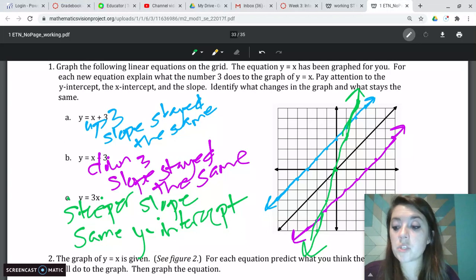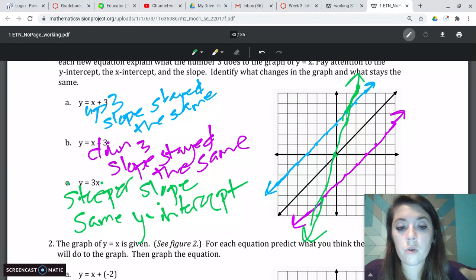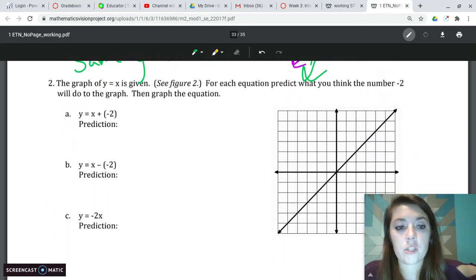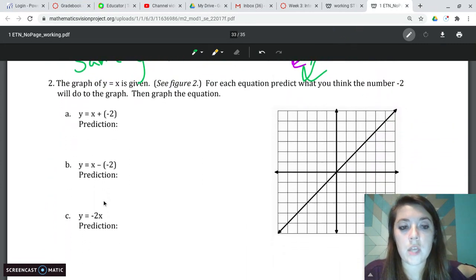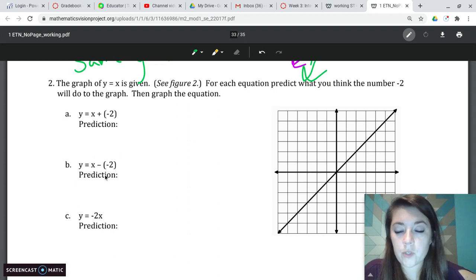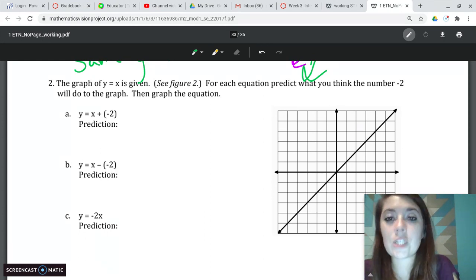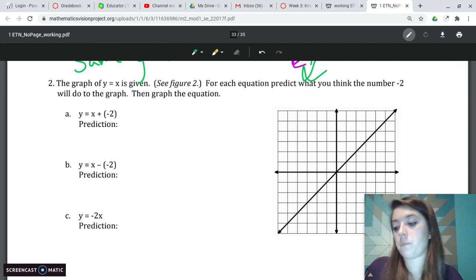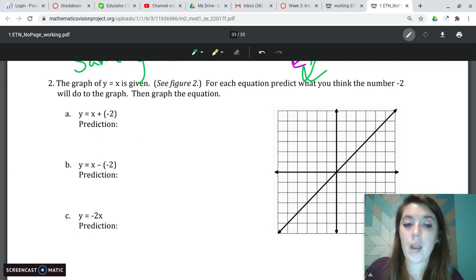All right, so this is what you guys are going to be doing on number 2. Same thing, just different values. Be super careful though, because you have plus a negative and you have minus a negative. Be very careful as to what those are going to look like. Remember, if you have minus a negative, we cross and stab and it turns into addition. So be very, very careful there. And make sure you tell me what happens, what's different, what's the same.